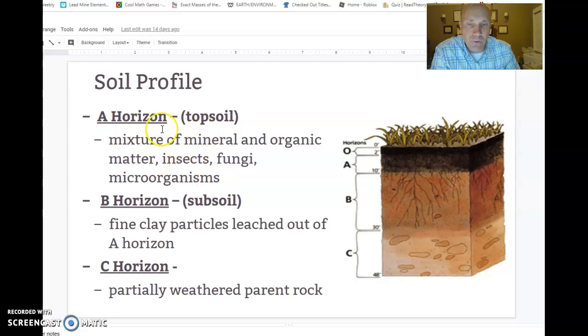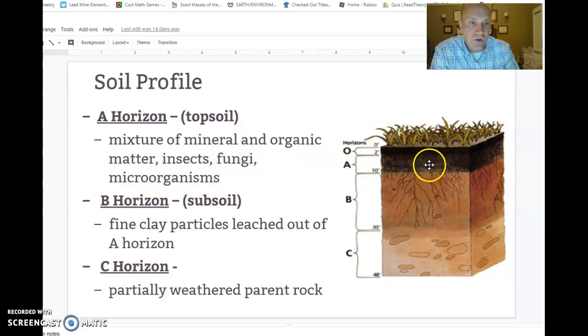Although there are a lot of more specific types of horizons, in most soils you're going to have these types. In this picture right here, they actually have what's called an O horizon. That's not in your notes, but O just stands for organic, which is just a bunch of decayed plant and animal material at the very top. Under that, you're going to have the A horizon. The A horizon is also what's called the topsoil. That's a mixture of mineral and organic matter, insects, fungi, and microorganisms.